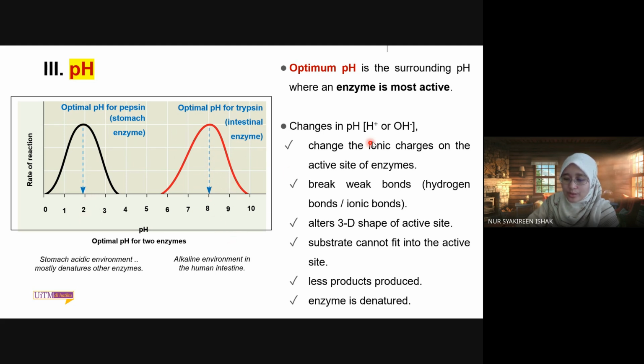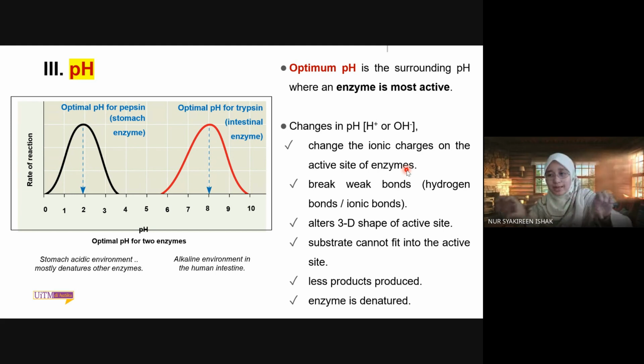Basic is due to the presence of hydroxide or OH negative ions. So changes in pH are due to different concentrations of H plus or OH negative ions here. So it changes the ionic charges on the active site of the enzyme. Again, this one you have to understand the concept of polypeptide tadi lah kan.